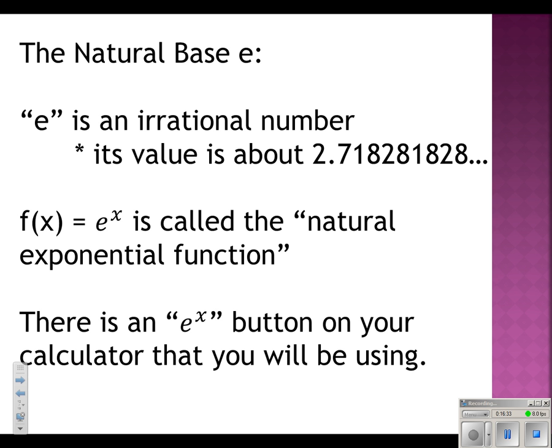f of x equals e to the x is called the natural exponential function. If you look at your calculator right now, there is an e to the x button on your calculator that you're going to be using a lot. So take a couple seconds right now and find where your e button is. If you can't find it, we're going to come back to class tomorrow so that we can get you located there and knowing how to use it.